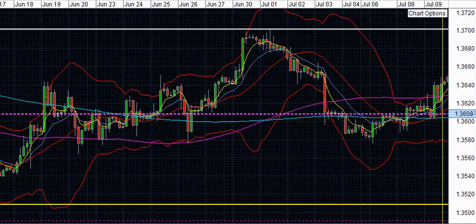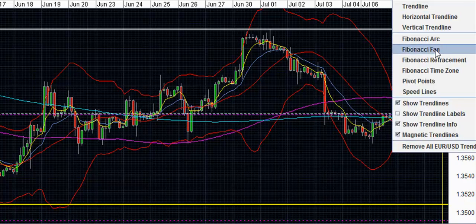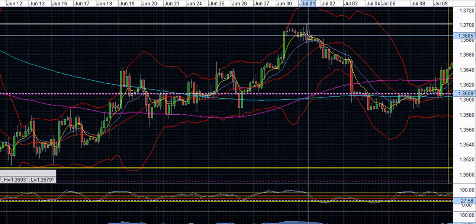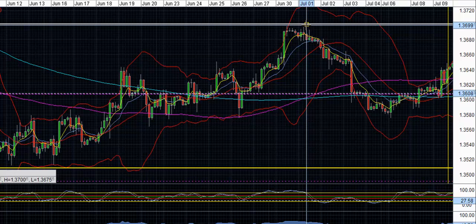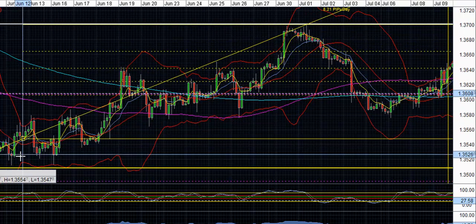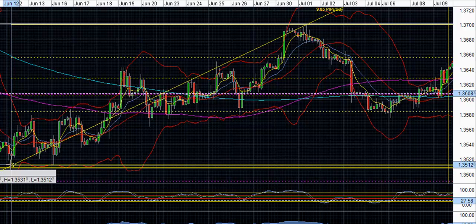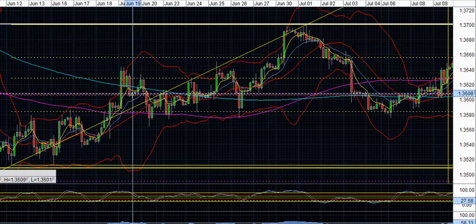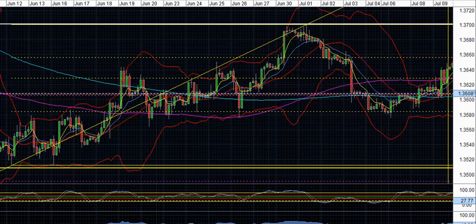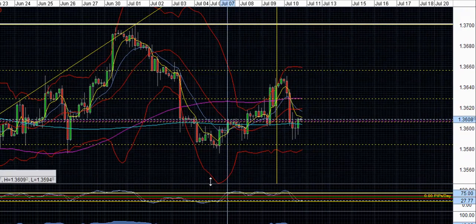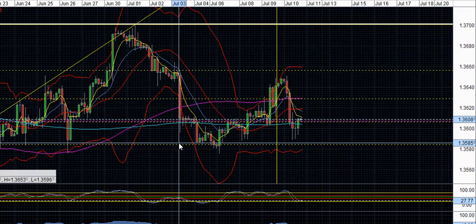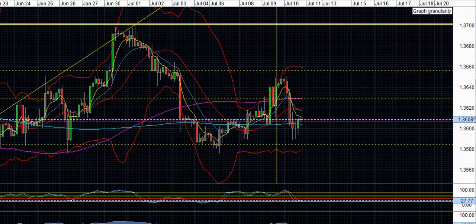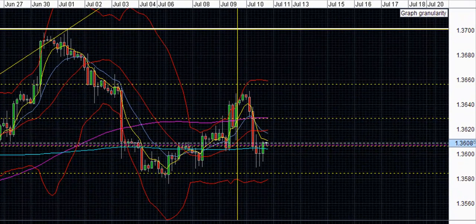Let's see, Fibonacci retracement. So we can go from the high here at 37.00. This is our July 1st high, all the way down to the low here on June 12th at 35.12. So then, let me go back to the 15-minute chart.